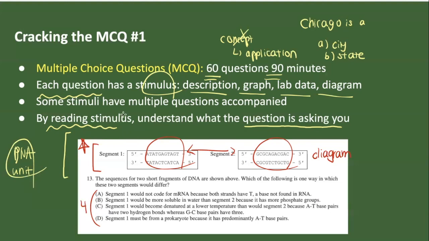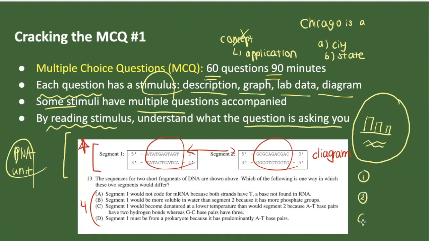And interestingly, some stimuli have multiple questions accompanied. There might be a page-long description of lab data. There you'll see some charts and a bunch of descriptions, and there will be question 1, question 2, question 3, question 4. So you might have a question set.